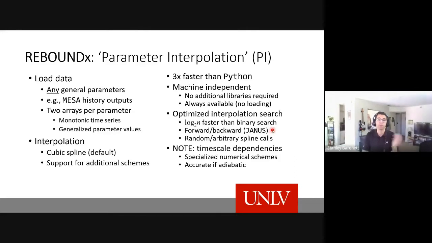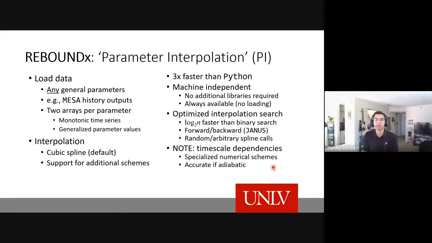And it also supports forward and backwards integration. So if you do happen to use this Janus integrator, you can do a backwards integration and it'll interpolate the data just fine. And it even supports arbitrary spline calls. So if you just want to query your parameter data using REBOUND, you can just ask it, give me what the value of this parameter would be at this particular time, and it'll interpolate that for you.